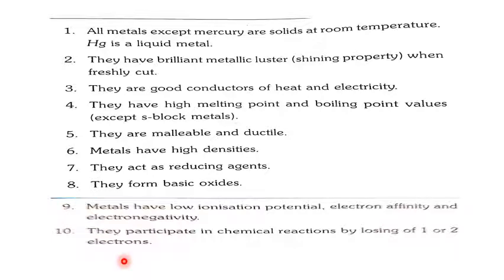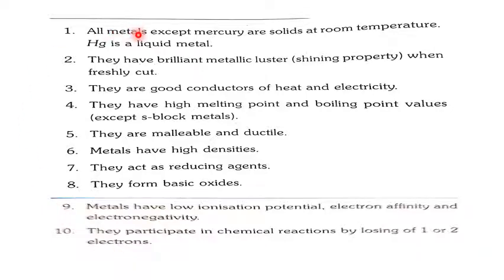Next, they participate in chemical reactions by losing one or two electrons. When metals participate in chemical reactions, generally metals lose their electrons, one or two electrons. These are the characteristics of metals.